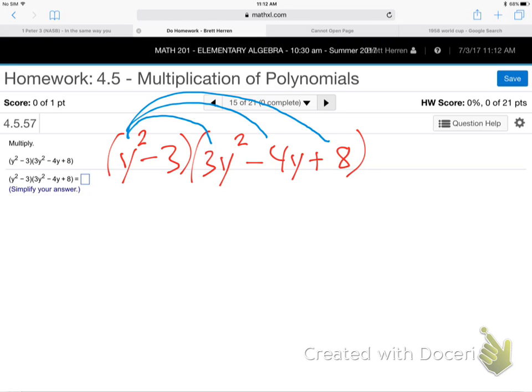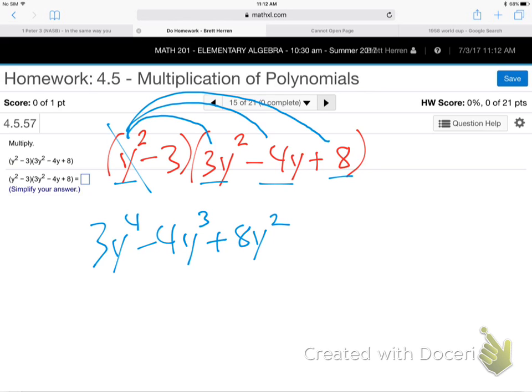So here we go. Out front numbers multiply, powers add, right? So y squared times 3y squared is 3y to the 4th. Y squared times minus 4y is minus 4y to the 3rd. Y squared times 8 is 8y squared. And he's done. Now the minus 3 goes to all 3. Minus 9y squared plus 12y minus 24.